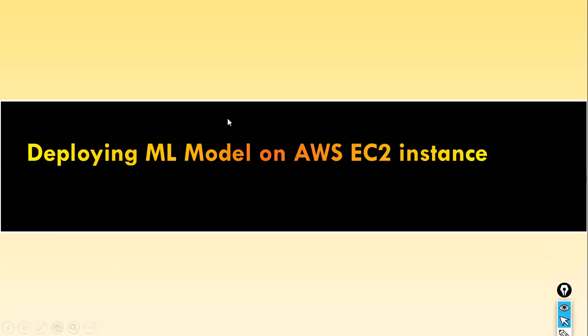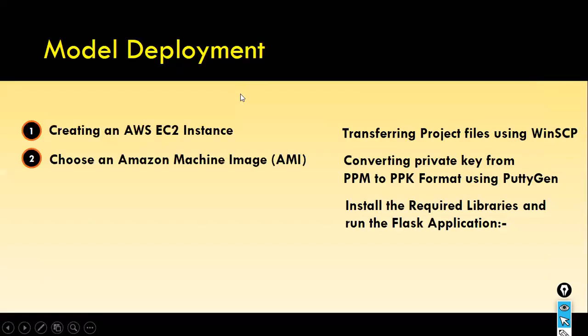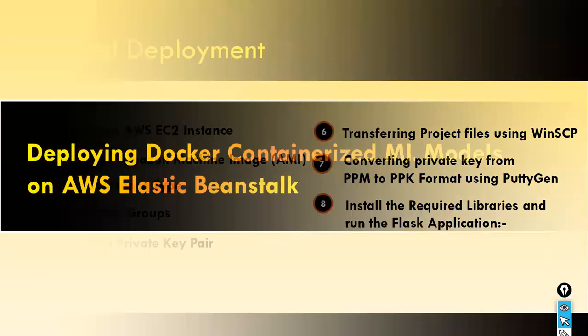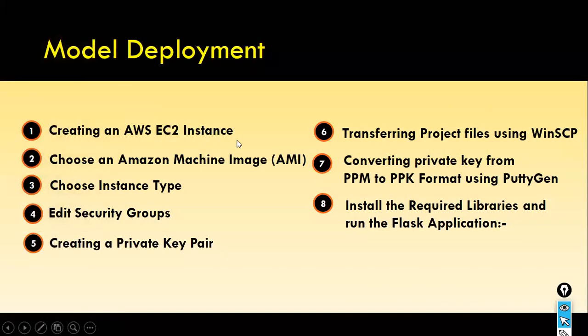So now we'll take a look at how to deploy the machine learning model on an AWS EC2 instance. In this case, we need to create an EC2 instance, and then we need to choose an Amazon Machine Image, AMI. The next one is the instance type, and then you need to edit the security groups. And finally, you need to create a private key pair.